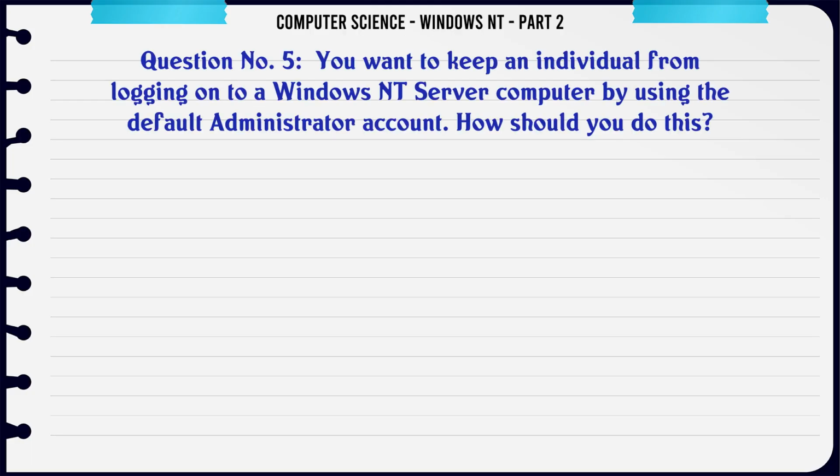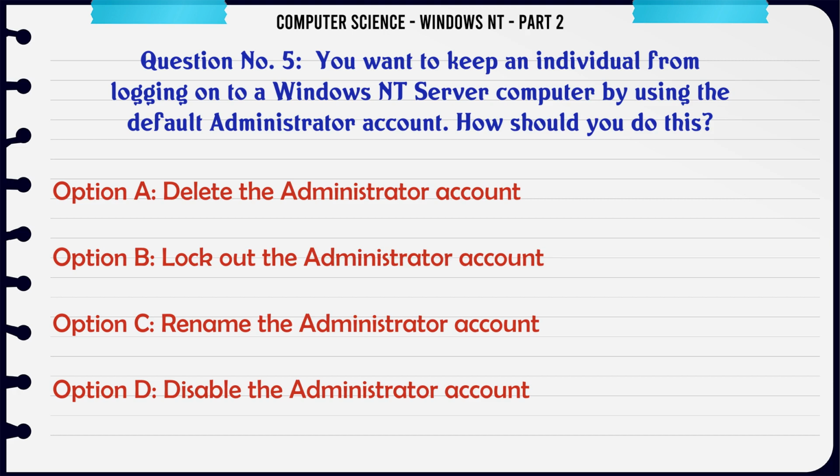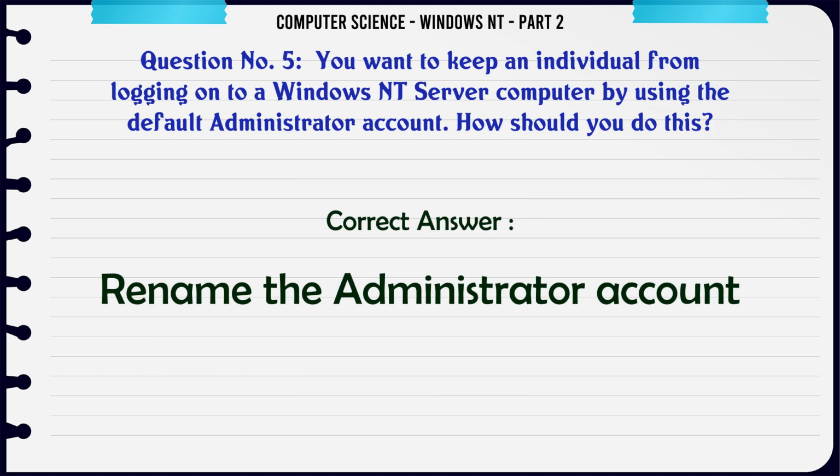You want to keep an individual from logging onto a Windows NT server computer by using the default administrator account. How should you do this? A. Delete the administrator account. B. Lock out the administrator account. C. Rename the administrator account. D. Disable the administrator account. The correct answer is rename the administrator account.